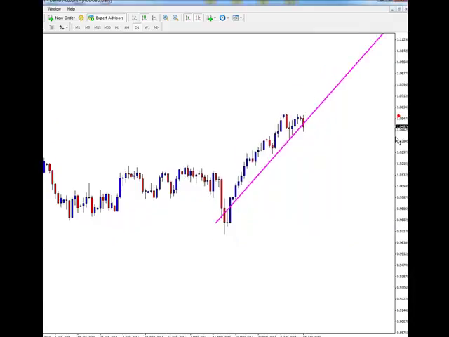On the Aussie US dollar, we haven't, not a nice trend line this.